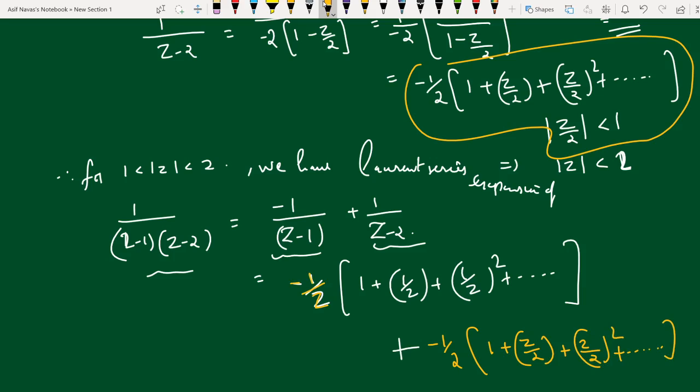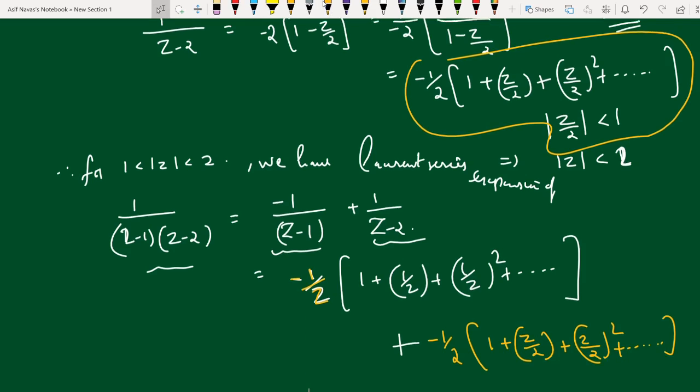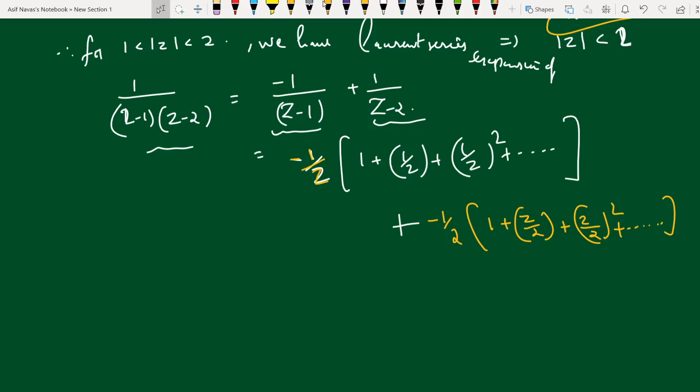One thing you can do is add them and write it as one series. Okay. So if you write it, this is valid when 1 less than mod z less than 2.